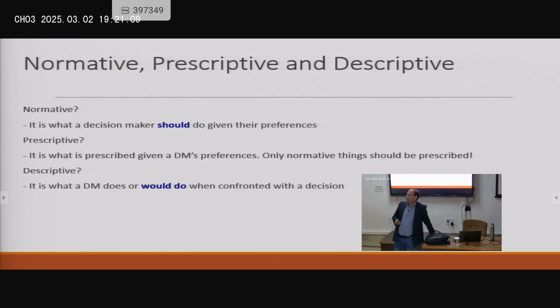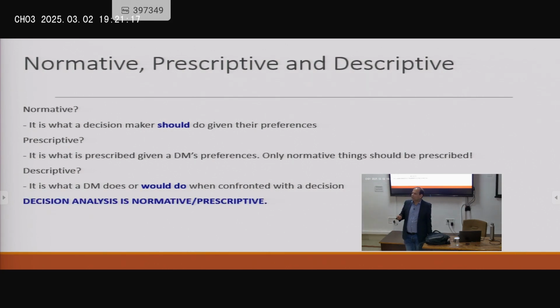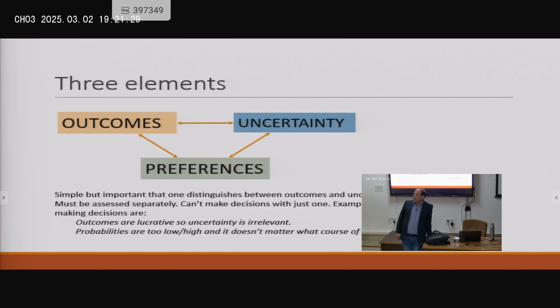And so descriptive is what a decision maker would do when confronted with a situation. And we don't teach that in decision analysis. Decision analysis is normative. It's a prescriptive way of making decisions, right? Because it's founded in mathematics. So that's that.